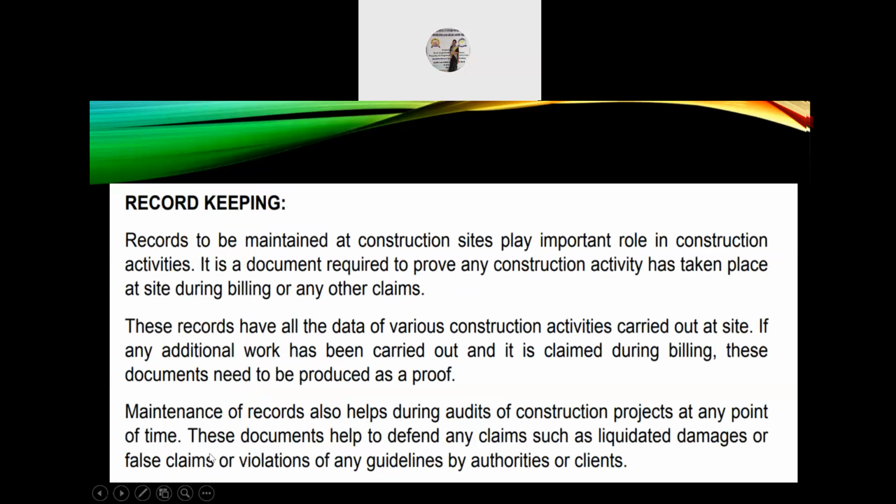The next topic is record keeping. Records are to be maintained at a construction site and they play an important role in construction activities. It is a document required to prove any construction activity which has taken place at the site during the billing or any other claims in the future. These records have all the data of various construction activities carried out at the site. If any additional work has been carried out and it is claimed during billing, these documents can be produced, or need to be produced, as proof of the payment or proof of billing.